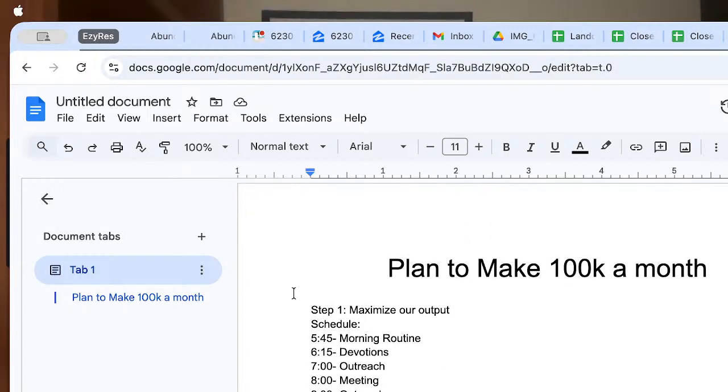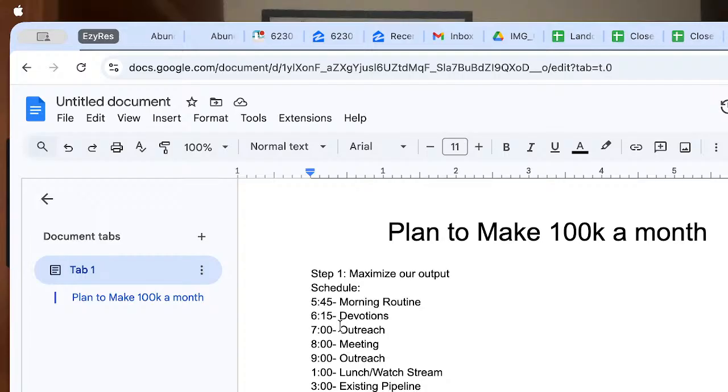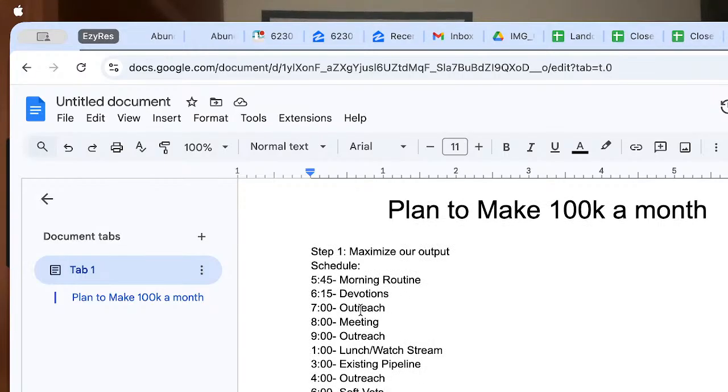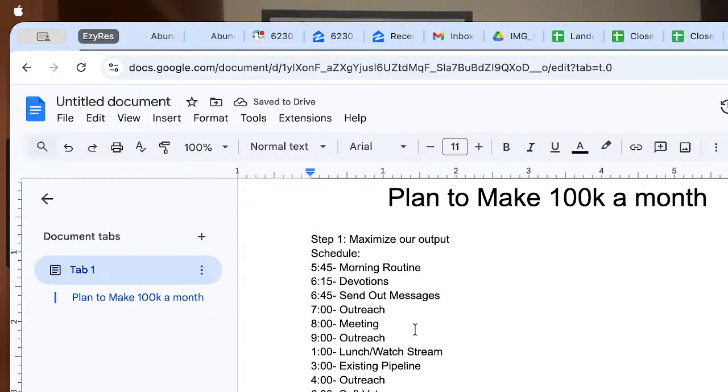So first step is maximize our output. The best way to do that is to change our schedule. So that would be wake up at 5:45, have a little morning routine, just get ready for the day. 6:15 would be devotions, and then I need to add in one more thing. 6:45 would be send out messages. And then we would have outreach, so this would just be cold calls for an hour until the meeting. Then we'd have game tape review and role play. I would end my stream there.